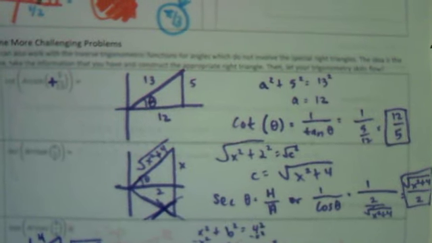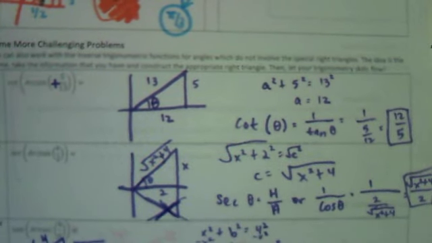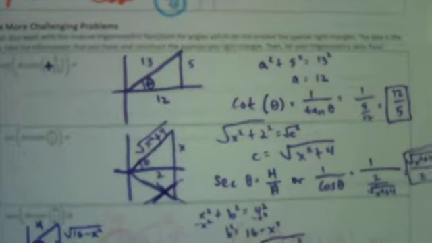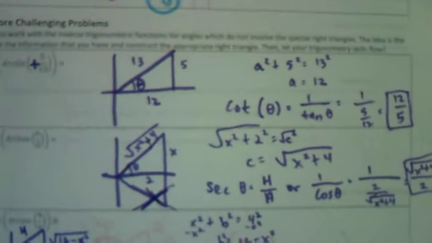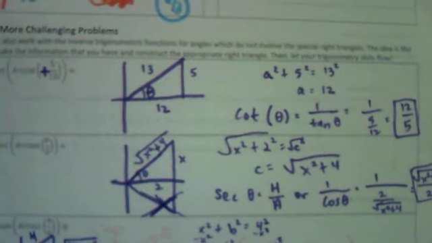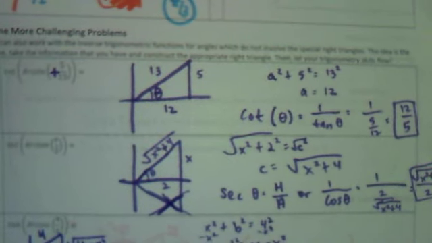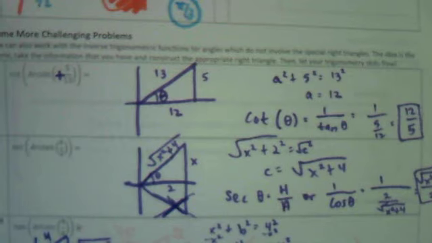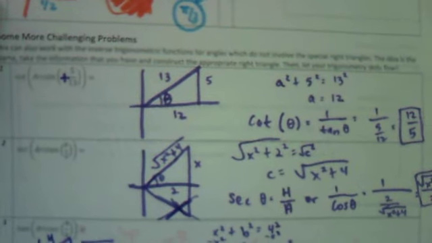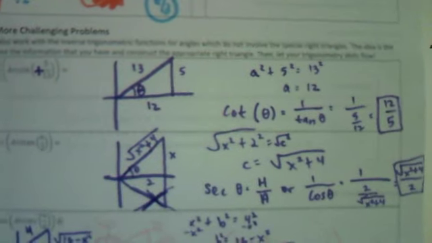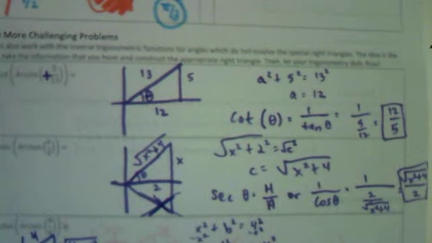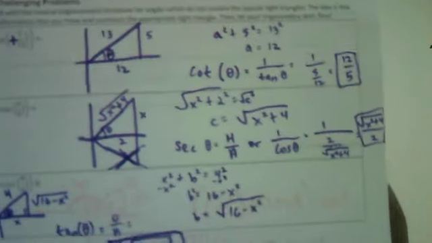Then I can find the secant of the problem that I'm solving. Secant, we know, is hypotenuse over adjacent, because secant is the same thing as 1 divided by cosine. We know cosine is adjacent divided by hypotenuse, so secant has to be hypotenuse divided by adjacent. And we simplify it, so we get the square root of x squared plus 4, all divided by 2.